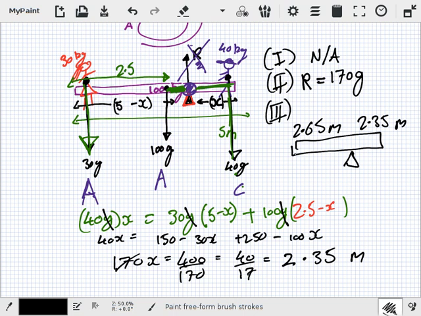Was the weight 100 or 1000? That was 100 kilograms. Yeah.